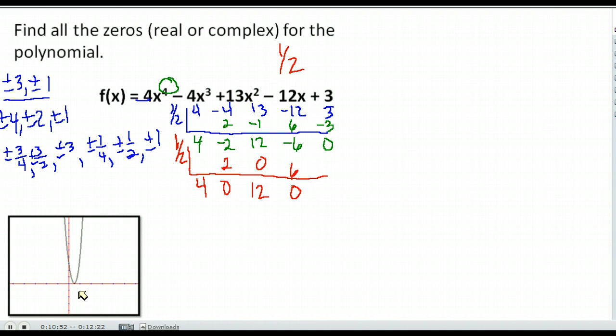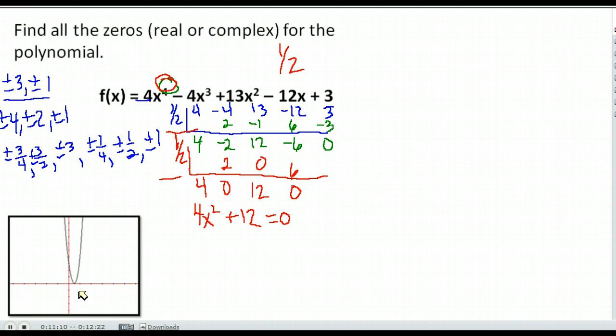And now I'm down to an x squared. Okay, this is originally x to the 4th. I divided once and got down to an x to the 3rd. Divide again, I'm down to an x squared. My coefficients are 4x squared plus 0x plus 12. And I want to set that equal to 0 and solve.